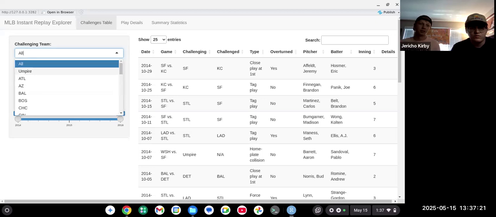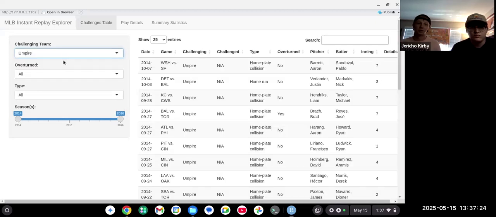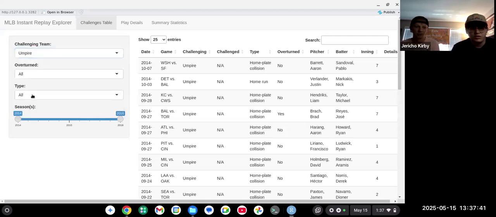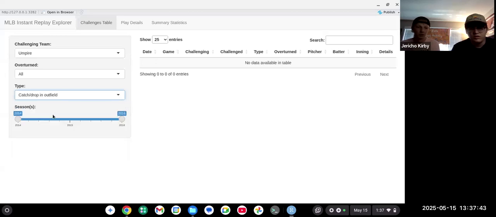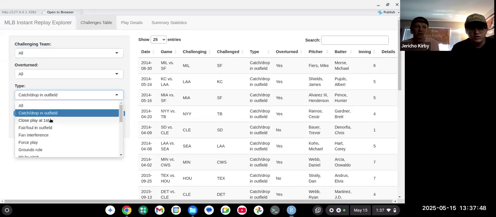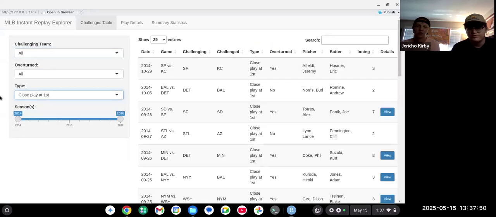A key distinction to include is that umpire is one of the challenging teams that's listed, just because umpires do have the ability to themselves say that they need to go and review a play. And then it includes the type of challenge, which you can also filter by. The one we're probably going to be looking at most is close plays at first, because we were able to find some really interesting analytics about that and run expectancy, things like that.